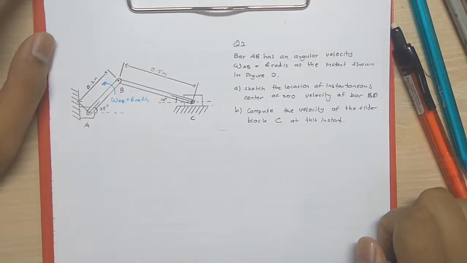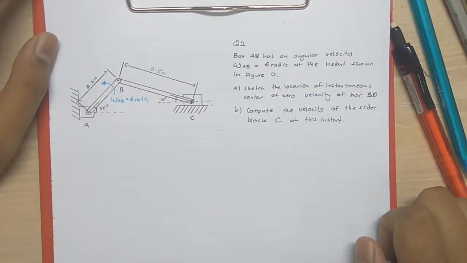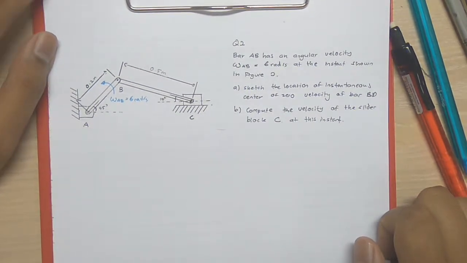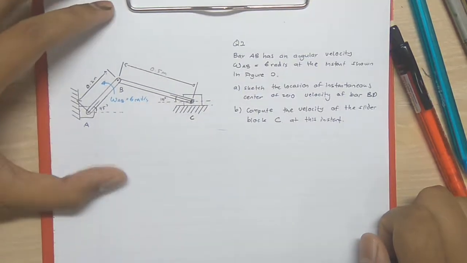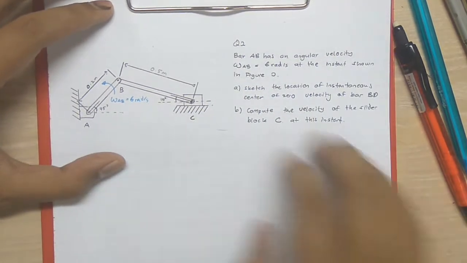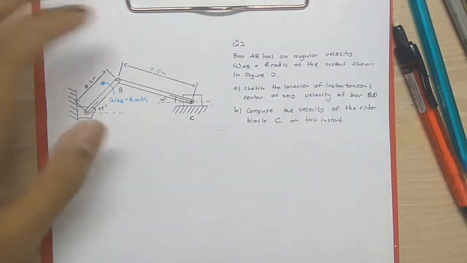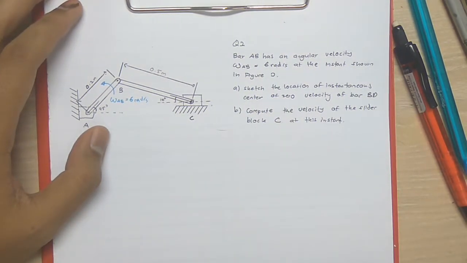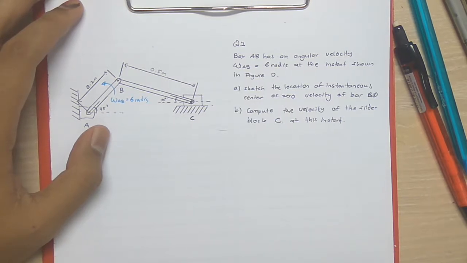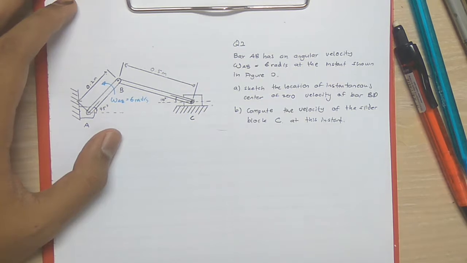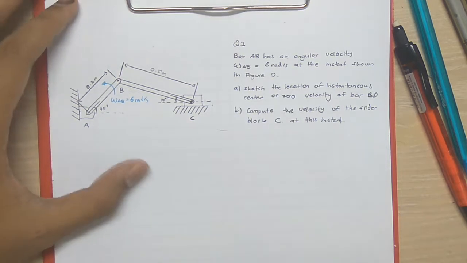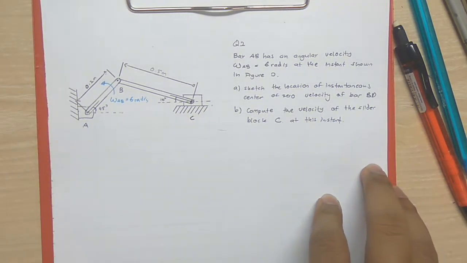We'll answer the questions for the assignment Dynamics part 2, which are question 2 and question 9. Question 2 is from chapter 16, planar kinematics of a rigid body, velocity, and question 9 is from chapter 18, planar kinematics of a rigid body, work and energy. So we start with question 2.